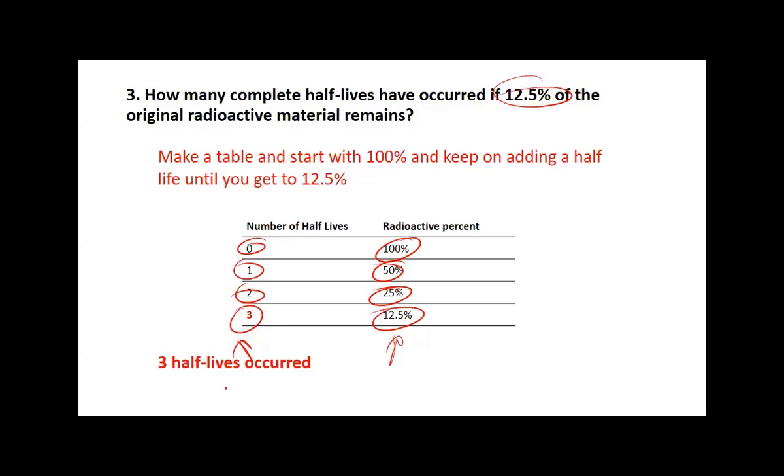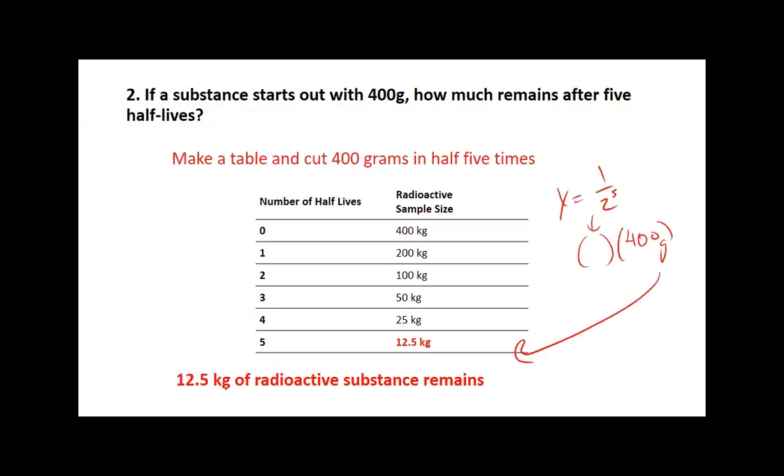Number 2 was 12.5 kilograms. If you did it the fraction way, you would have done 1 over 2 to the 5th and multiplied it by the 400. But if you're doing it this way, you just cut the 400 in half every single time: cut it in half, cut that 200 in half, cut that 100 in half, cut that 50 in half, cut that 25 in half, and now we're at 5 half-lives. That would be the table way to do it.